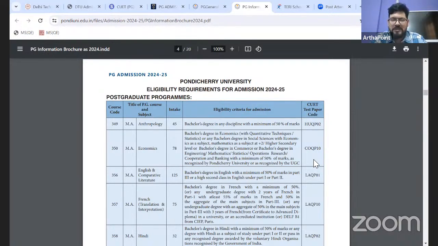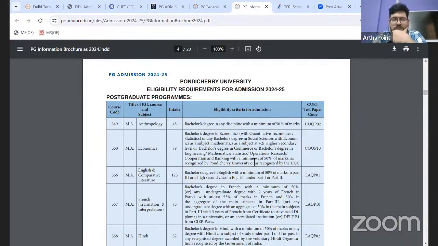So in terms of eligibility, bachelor's degree in economics with quantitative techniques, or any bachelor's degree in social science with economics as a subject. Okay. Mathematics as a subject at +2 higher secondary, or bachelor's degree in commerce, or bachelor's degree in engineering. So mota mota, all the stream students are eligible for Pondicherry University. अगर आप notice करो, wherein they say starting from especially यहाँ से commerce, engineering, mathematics, stats, OR, banking with minimum 50%, and of course the economics part is already there.